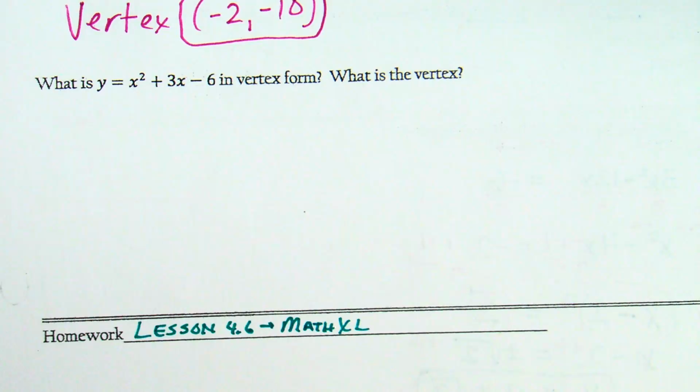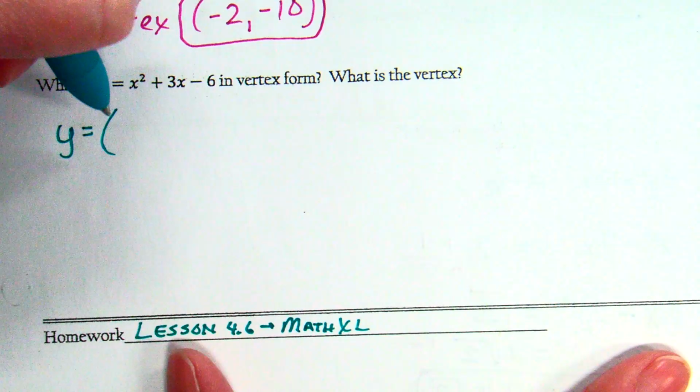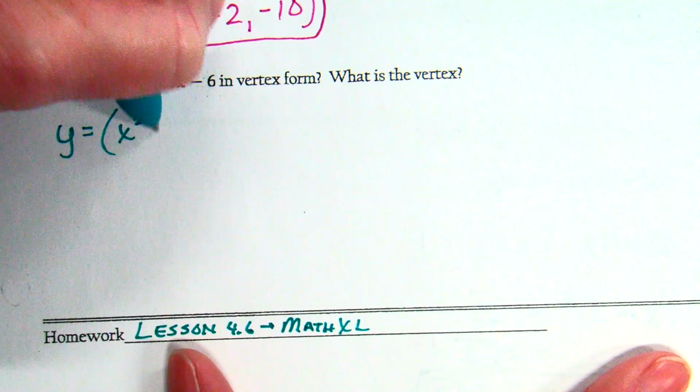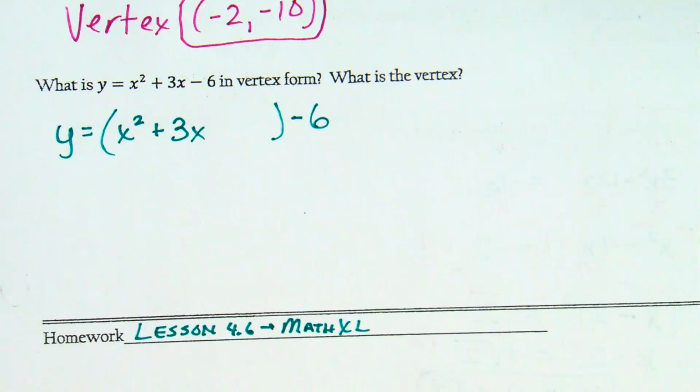Okay, step 1. Normally we say x squared plus bx equals c. What are we going to do here? X squared plus bx are going to be put in a set of parentheses, the C is going to be scooted down outside the parentheses. So it's y equals parentheses x squared plus 3x, leave a gap, and then after the parentheses is minus 6. That's my version of step 1.